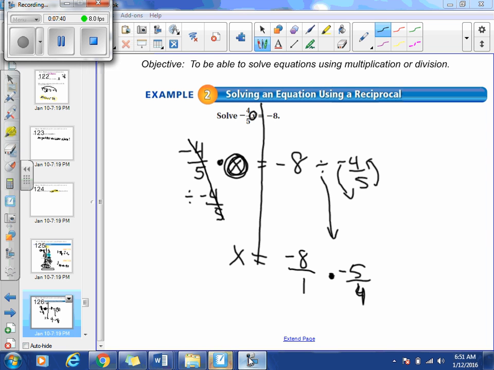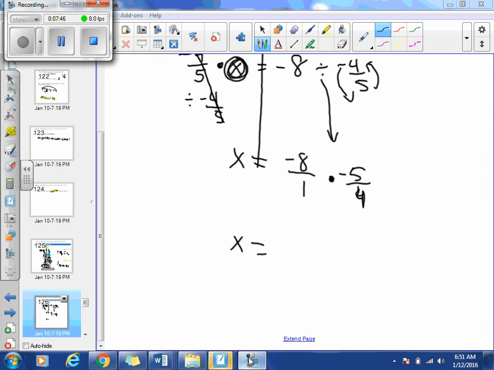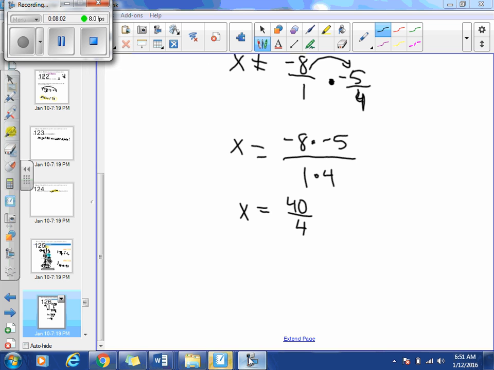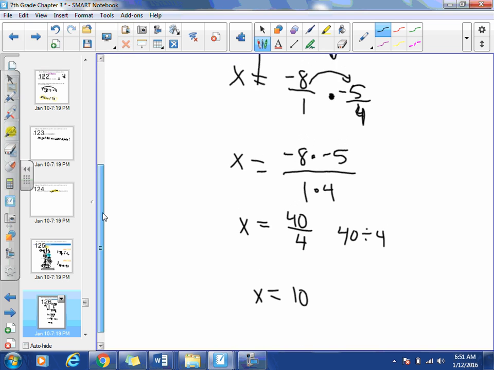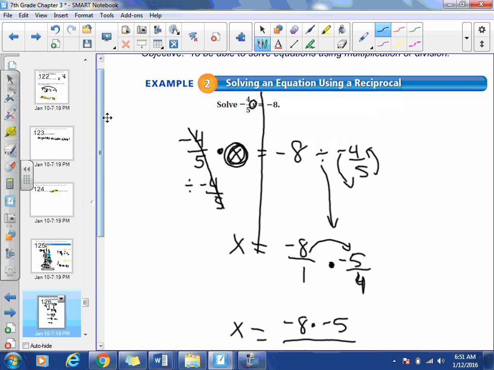The negative, we're going to just leave up top. You could move it down with this 4, but it doesn't really matter. The negative in a fraction can be with the numerator or the denominator. Still means the same thing. All right, and now I just multiply this out. So x equals negative 8 times negative 5 over 1 times 4. Negative 8 times negative 5 is 40. Positive. 4 times 1 is 4. I can simplify this further because I know that 40 divided by 4 is 10.